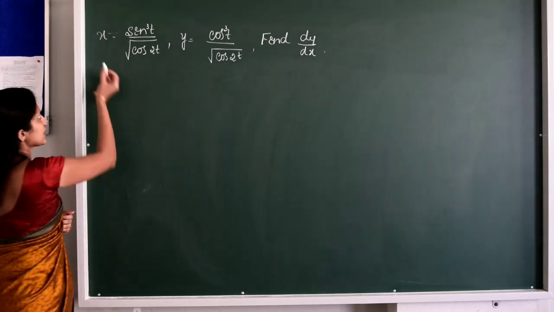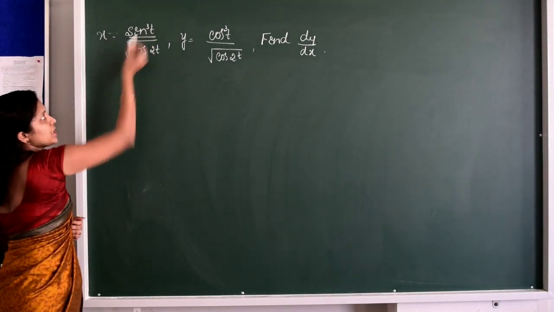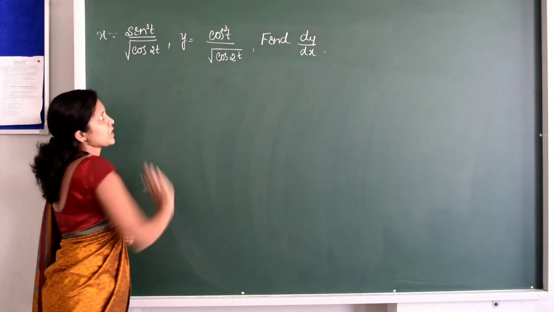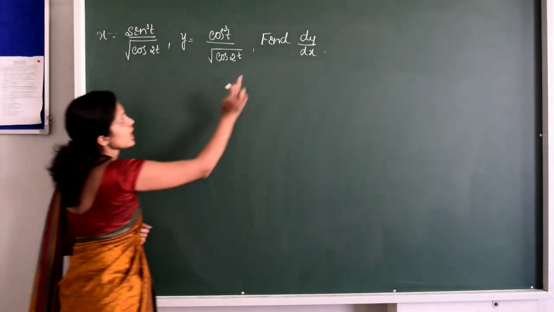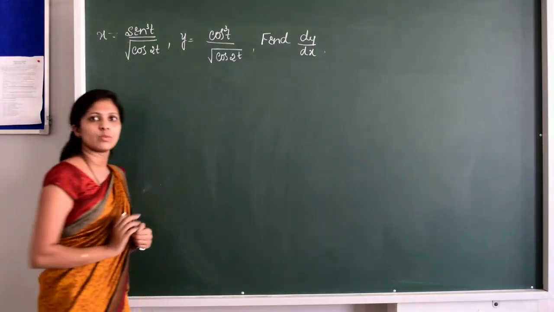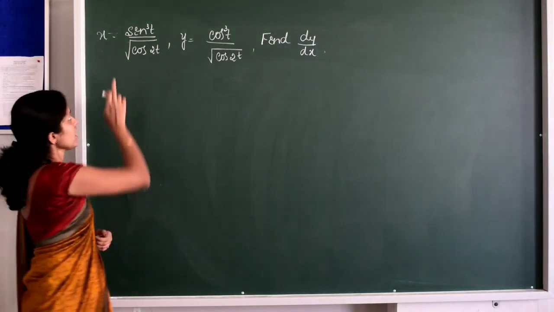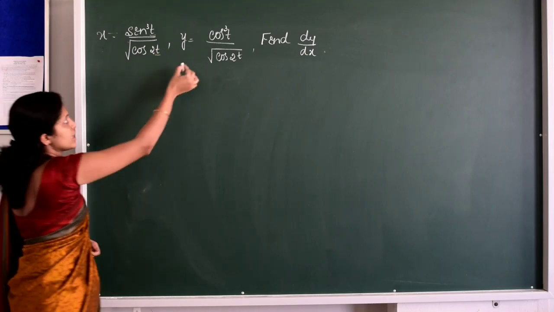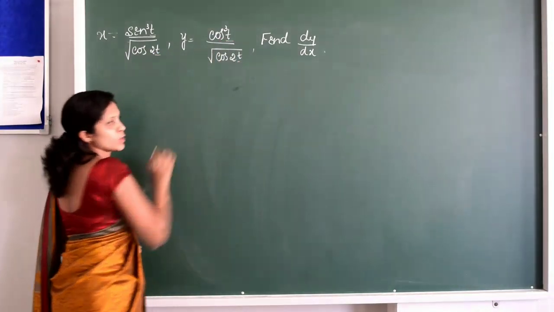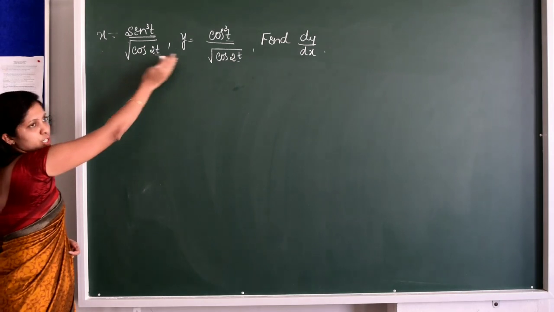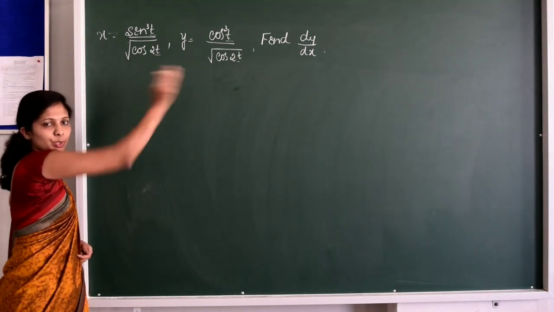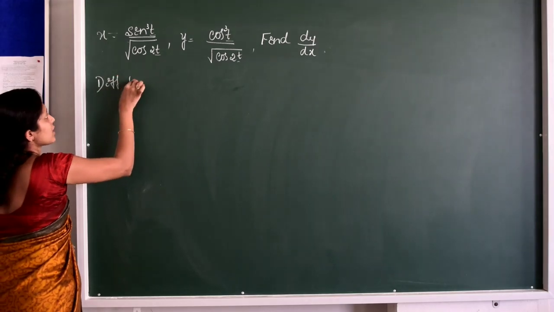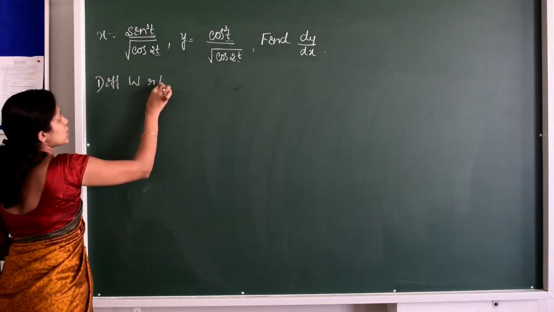See the next problem. Given x is equal to sin cube t divided by root of cos 2t, y is equal to cos cube t divided by root of cos 2t. Find dy by dx. This problem is a little lengthy, so listen carefully, okay? So here x is given and the variable is t, right? And y is given, the variable is t. So you have to differentiate the given function, both x and y, with respect to t, right? We will differentiate. First I write differentiating the function with respect to t.